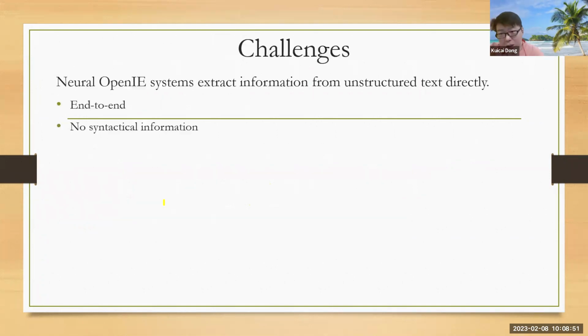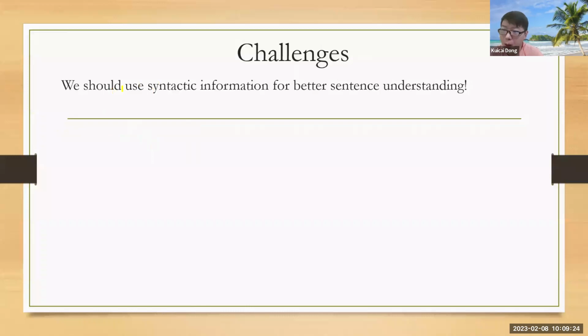So the challenge for the neural OpenIE system is that it works in an end-to-end manner, and currently it does not consider syntactic information. Syntactic information can be used to understand the sentence structure. Because if the machine cannot understand the sentence structure well, then definitely the quality of the extraction results could not be that satisfying. So therefore, we should use syntactic information for better sentence understanding.